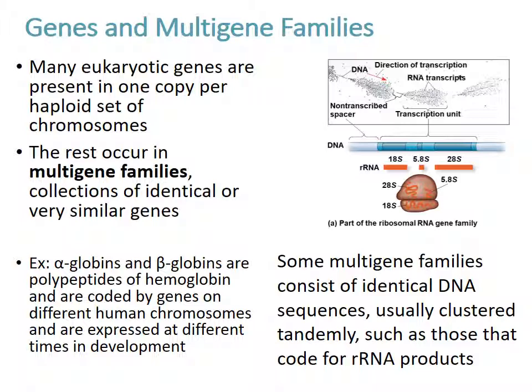So many eukaryotic genes, you've only got one copy per haploid set of chromosomes. However, there are some that are found in multi-gene families where we've got copies of identical or very similar genes. These are for some things that are pretty important, like in hemoglobin. So this is good to have different kinds of hemoglobin that can be expressed at different times in development, like infant hemoglobin is different than adult hemoglobin, and also some multi-gene families have identical DNA sequences, so that if a mistake is made, it will be okay because you will have another piece, or it allows you to make a whole bunch of mRNA very quickly.